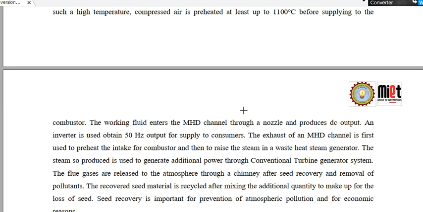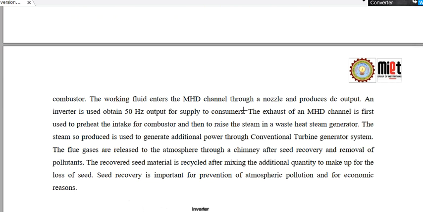The exhaust of an MHD channel is first used to preheat the intake for the combustor and then to raise the steam in a waste heat steam generator. The steam so produced is used to generate additional power through a conventional turbine generator system. The flue gases are released to the atmosphere through a chimney after seed recovery and removal of pollutants. The recovered seed material is recycled after mixing in additional quantity to make up for the loss of seed. Seed recovery is important for prevention of atmospheric pollution and for economic reasons.